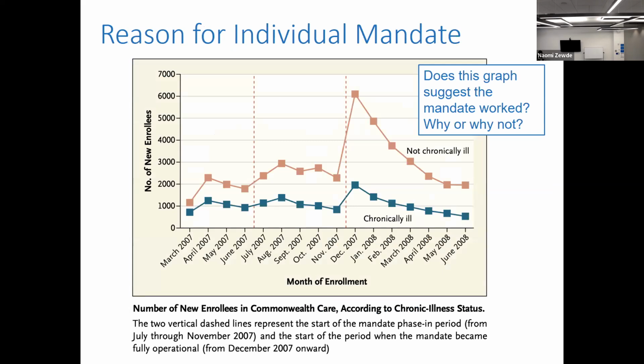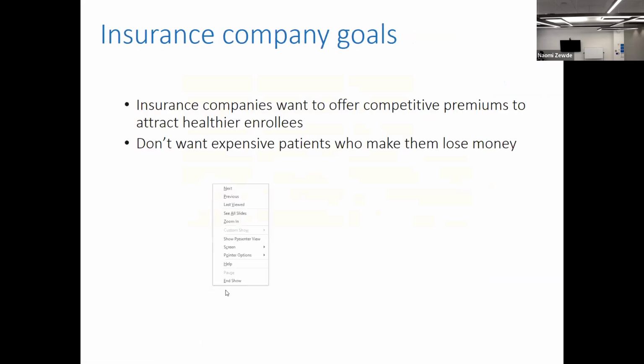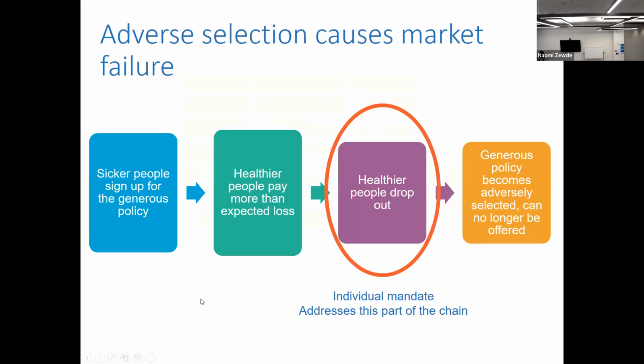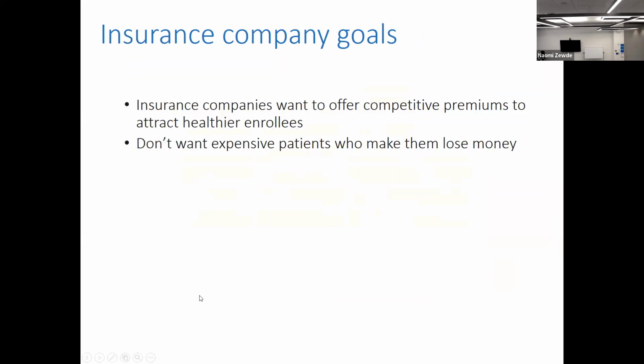So this is in Massachusetts. You know how the ACA was modeled after Romney Care. So it was happening a little bit earlier. Here's where the mandate gets fully implemented. And the chronically ill, they're reacting to it. You see a little bit of a spike in their enrollment after the mandate is implemented, but they have other reasons to get insurance. Like they need access to healthcare. It's the people who have no chronic condition diagnosis that really react to this mandate. So the individual mandate addresses that part of the chain.